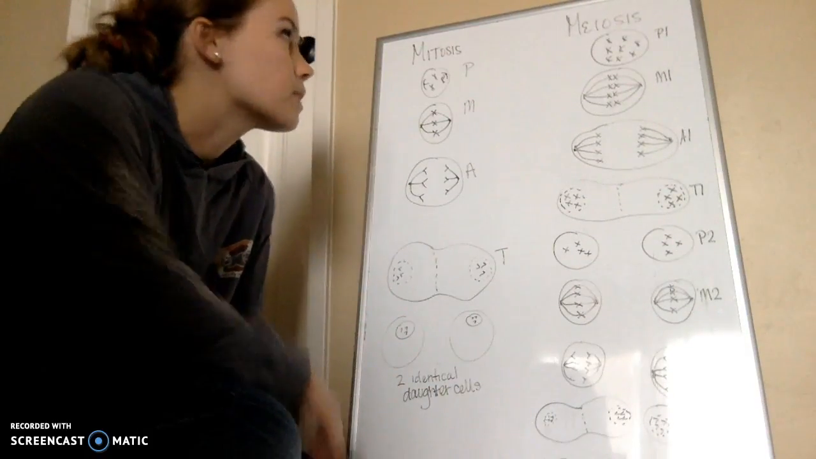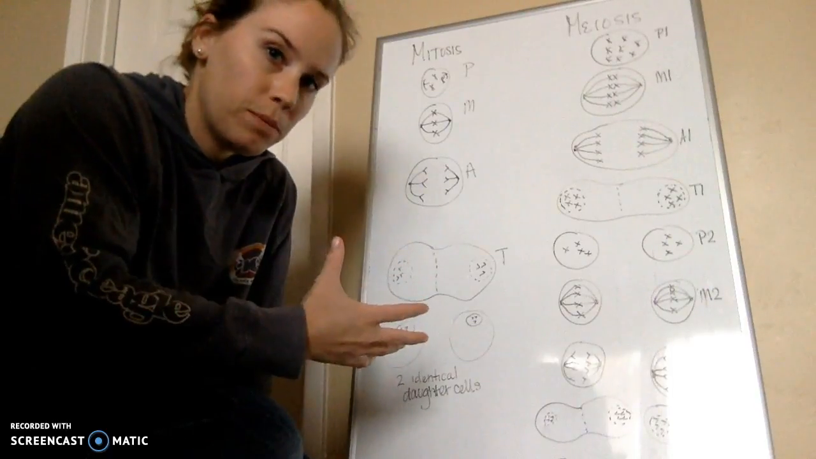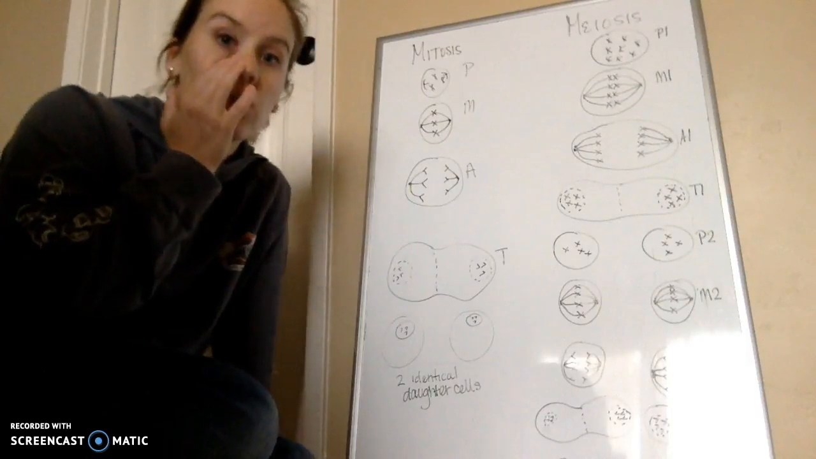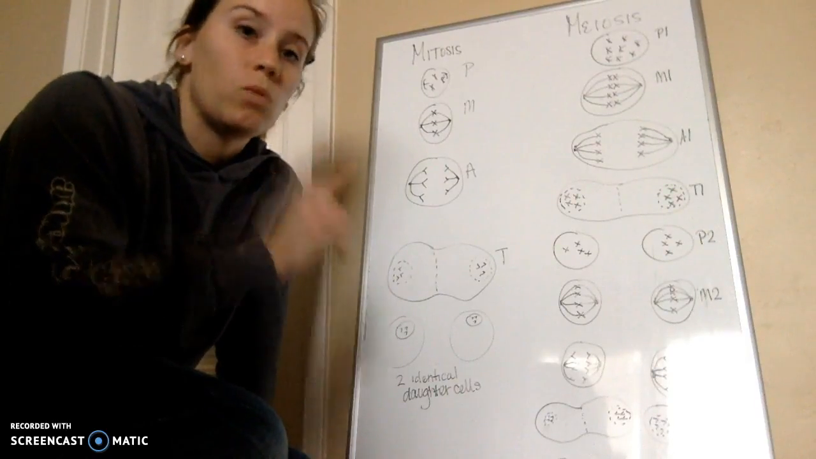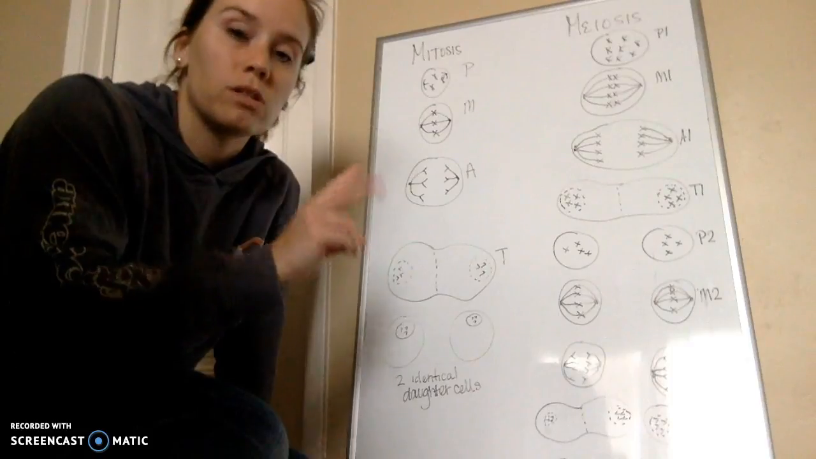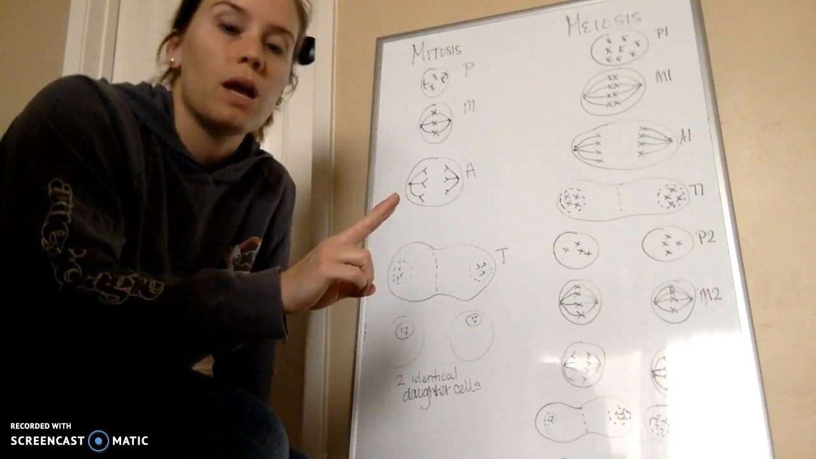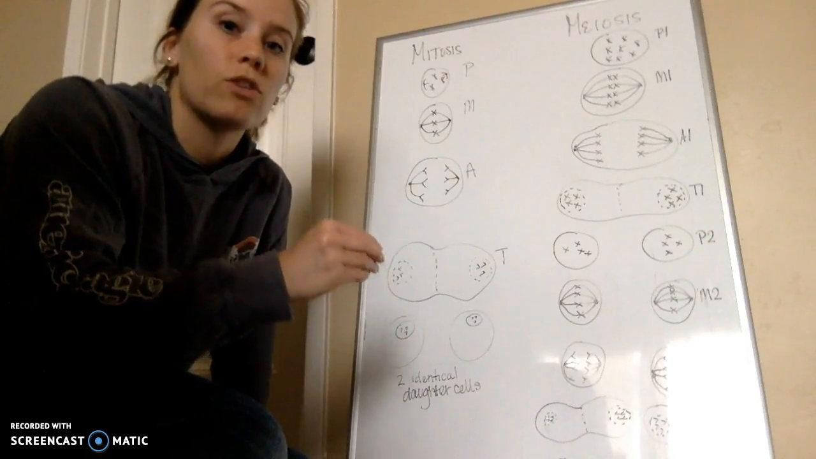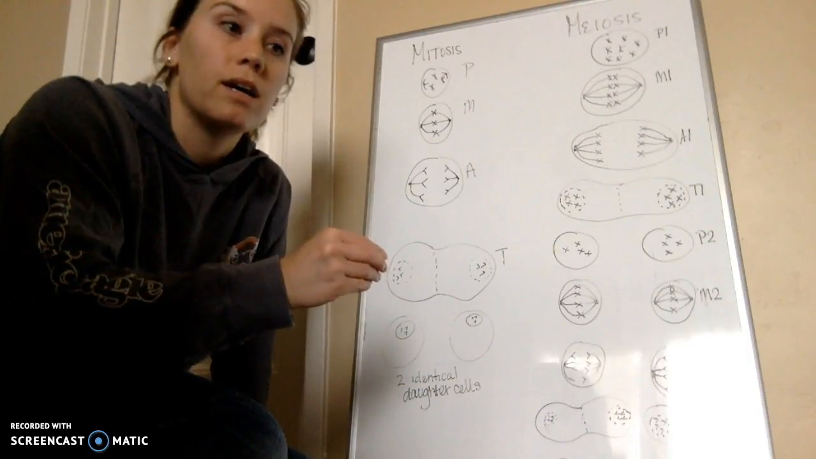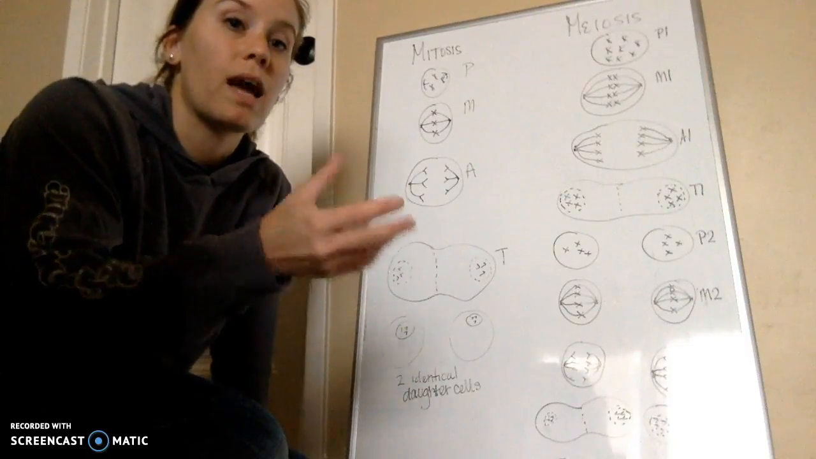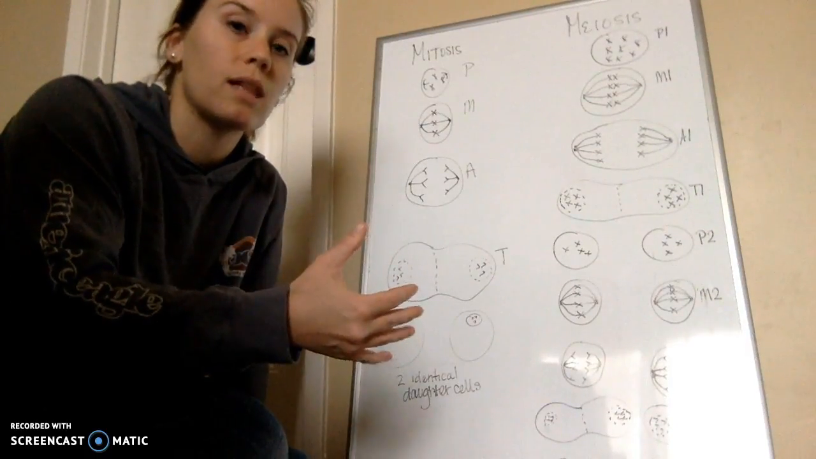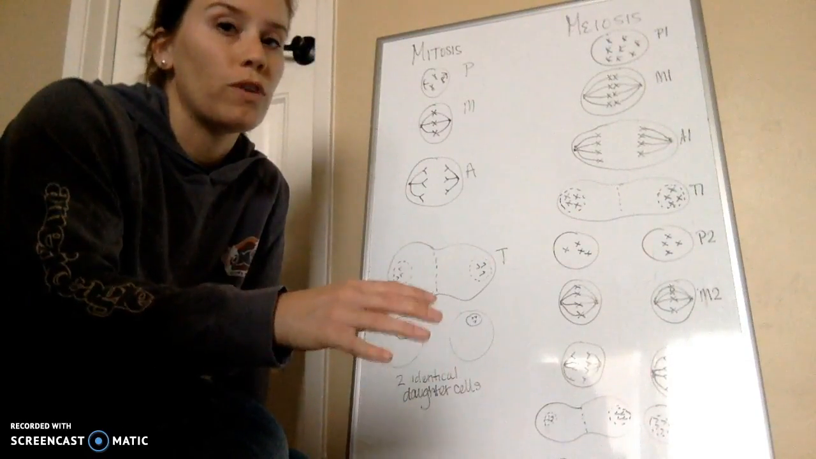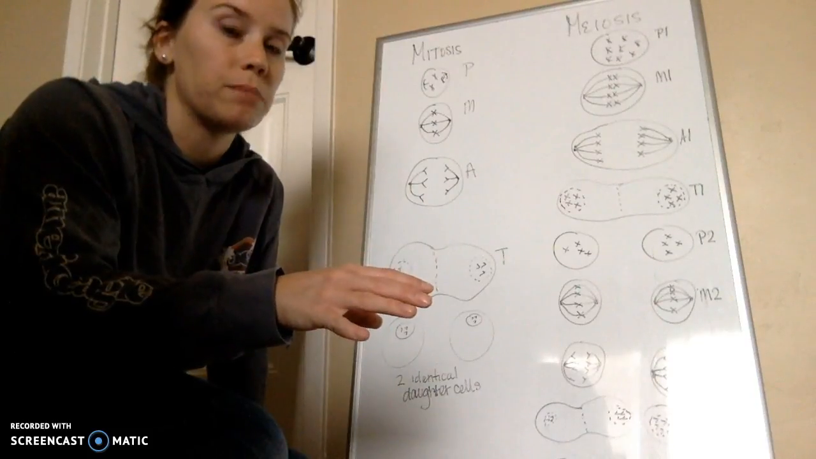Okay. They're very similar, but yet they're different. You're still going to have the same stages that you're going to go through. Mitosis is going to be one division, and meiosis is going to be two divisions. The names of the stages are the same, and it's essentially the exact same thing happening in each stage. So it's not like prophase in mitosis is totally different from prophase in meiosis. So just keep that in mind.